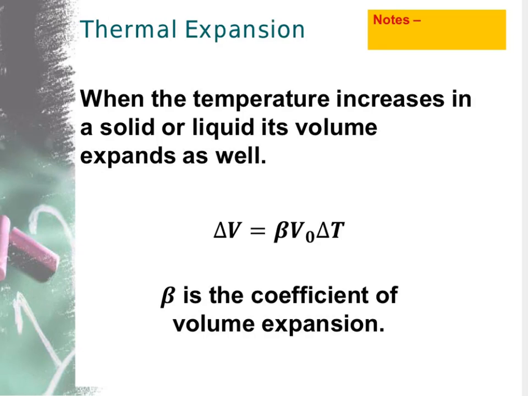Not only does temperature increase the length of a solid or liquid, but it increases the volume of a solid or liquid as well. The amount that the volume increases is given by a different constant times its original volume times its change in temperature, so it looks very similar. Except this time we actually use a different constant beta, and we call beta the coefficient of volume expansion. So it works in a very similar way.